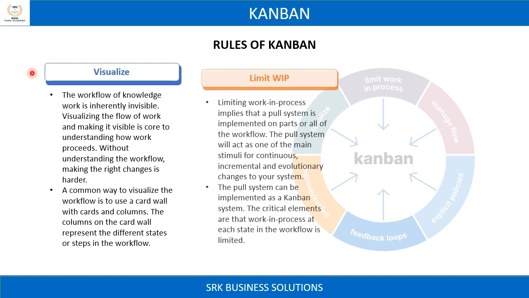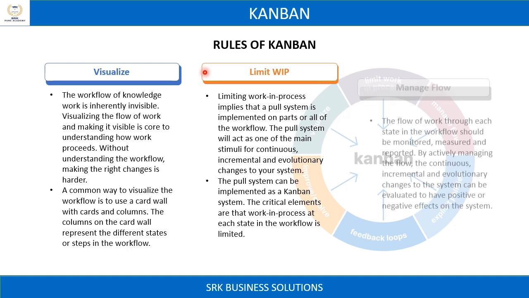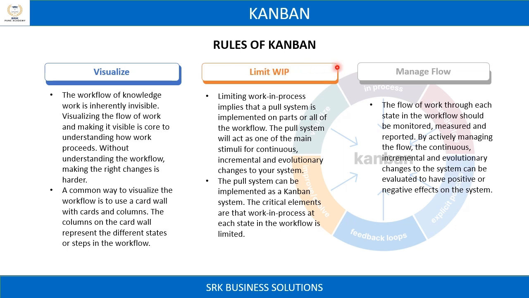Second is limit WIP. Limiting work in process implies that a pull system is implemented on parts or all of the workflow. The pull system will act as one of the main stimuli for continuous, incremental and evolutionary changes to your system. Third is manage flow. The flow of work through each state in the workflow should be monitored, measured, and reported. By actively managing the flow, we can identify and eliminate bottlenecks.